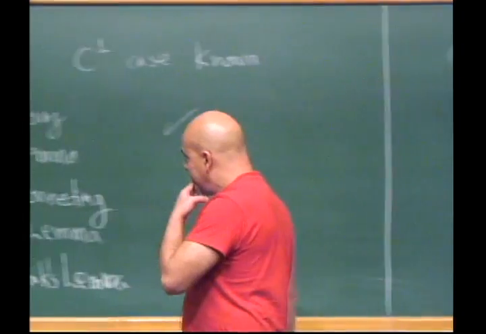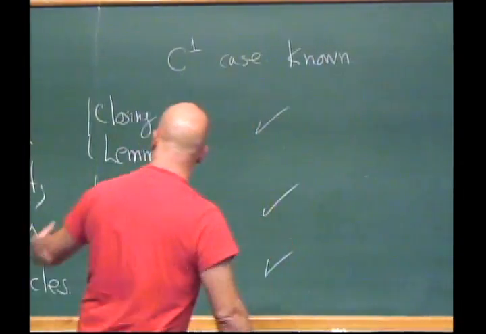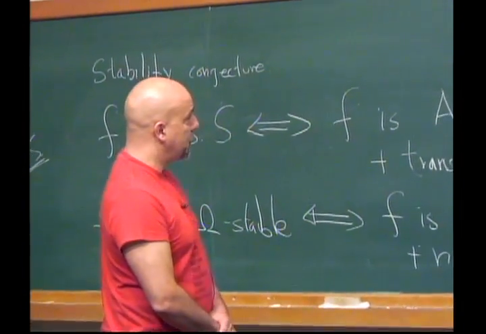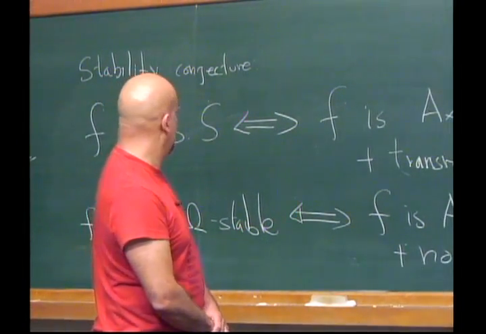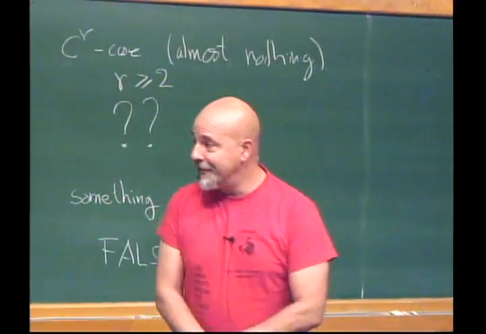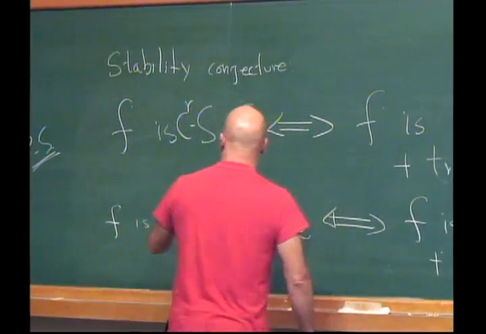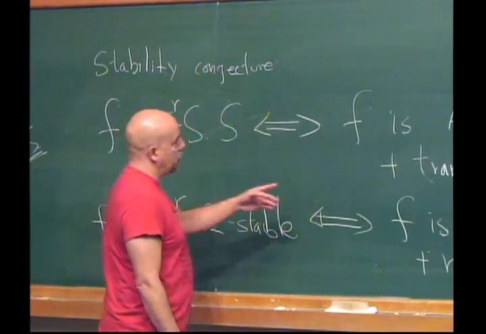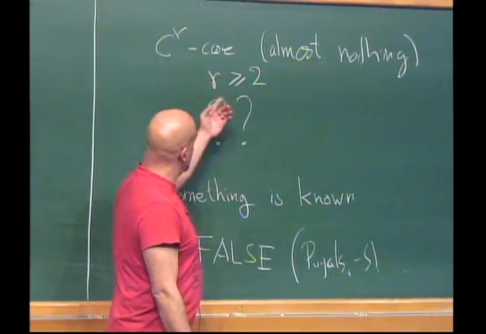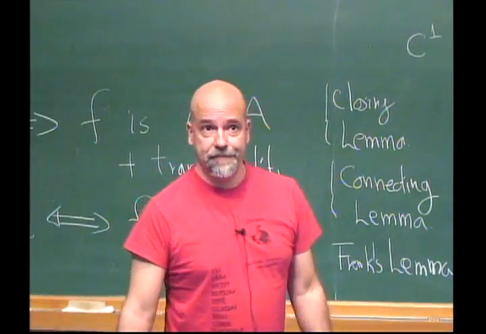So it seems that the C^R stability conjecture is much more difficult, and it's almost a forgotten problem in dynamics. I mean, people don't work on it. For instance, we know everything in the C1 case, but we don't even know if a C^R structurally stable diffeomorphism has a periodic orbit.